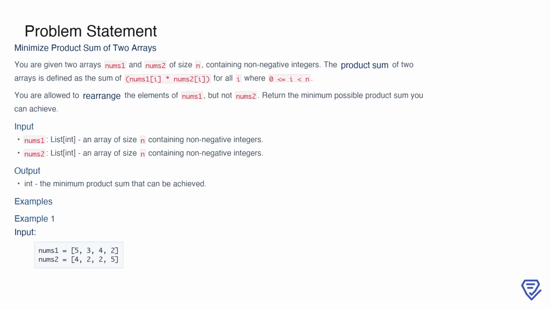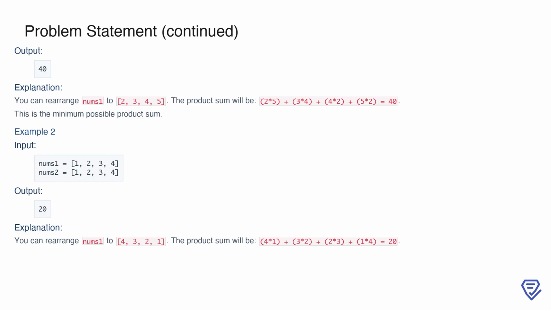For the input, we are given two lists of non-negative integers, while the output will be a single integer representing the minimum product sum achievable. Let's look at an example. Suppose nums1 is [5, 3, 4, 2], and nums2 is [4, 2, 2, 5]. To minimize the product sum, we can rearrange nums1 to [2, 3, 4, 5]. By calculating the product sum, we get 2 * 5 + 3 * 4 + 4 * 2 + 5 * 2, which equals 40. This is the smallest possible product sum for these inputs.